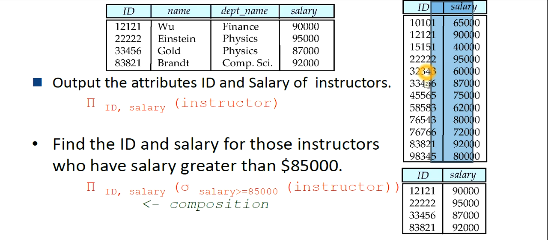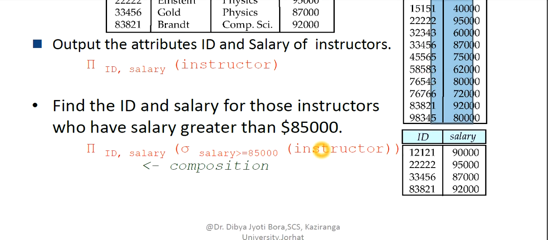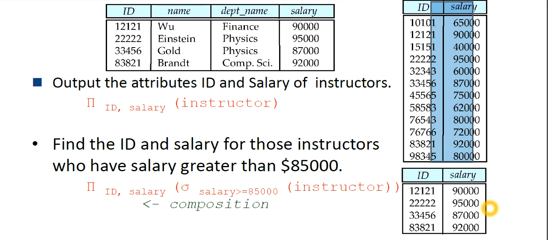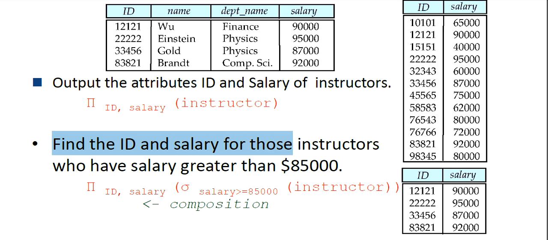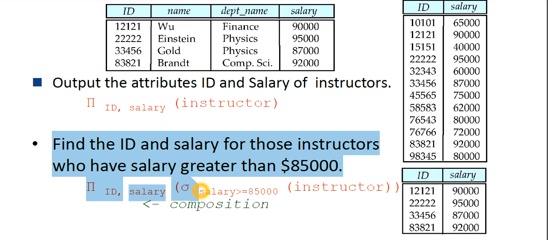Where I am targeting. Now, from there, suppose one more instruction is given, then I can frame the equation in that way, and the ultimate filtered output will come. So got it? This question is very important: find the ID and salary for those instructors who have salary greater than 85,000, and this is the particular equation for that. I hope you have got it. So take a screenshot and try to analyze it further.